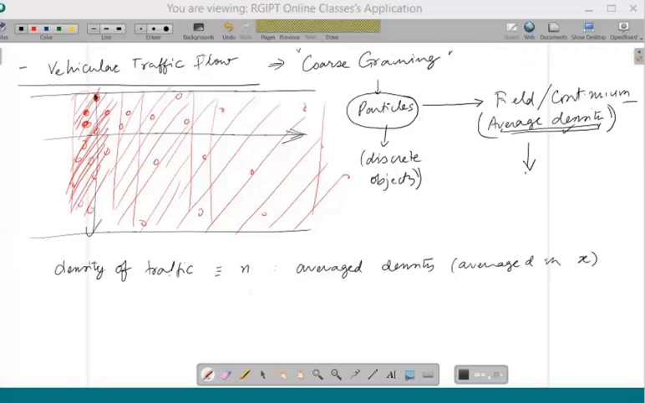N can be defined as delta N by delta X. That's my definition of density. You can choose a very small strip of size delta X and find out the total number of cars or vehicles present in this strip. Choose delta X to be sufficiently large. Definitely, it should be larger than the dimension of the object.